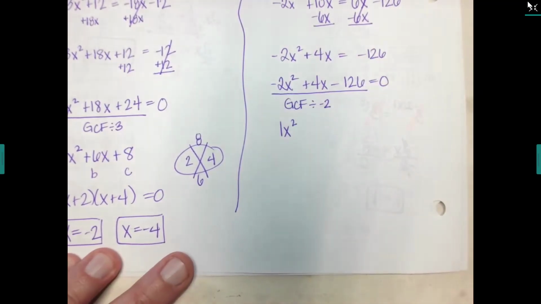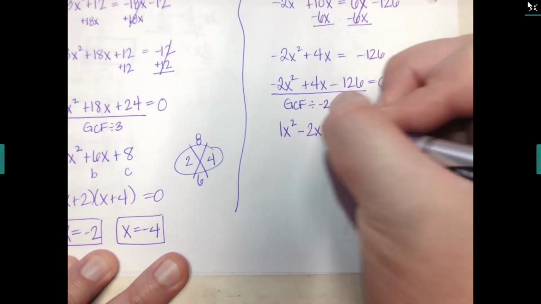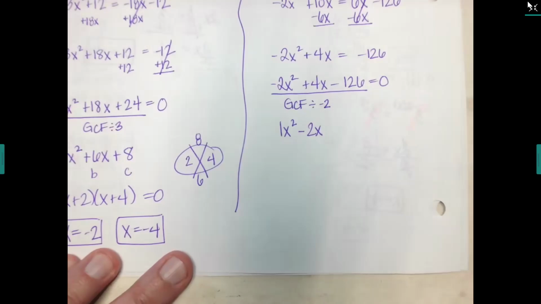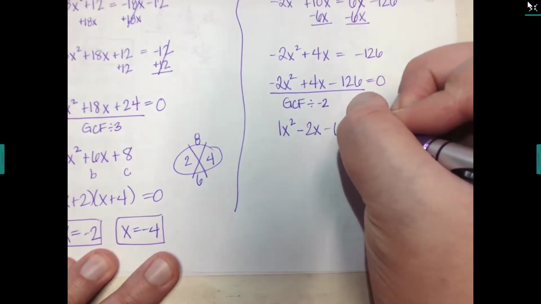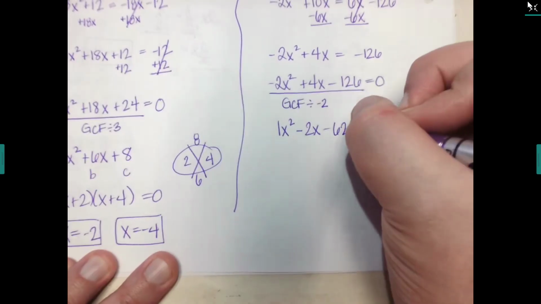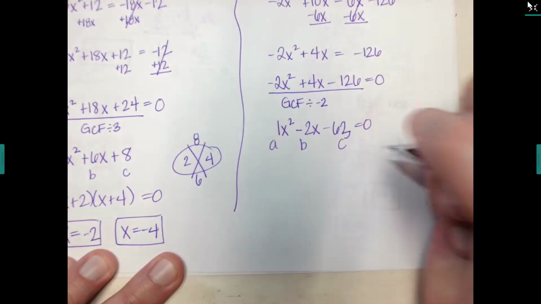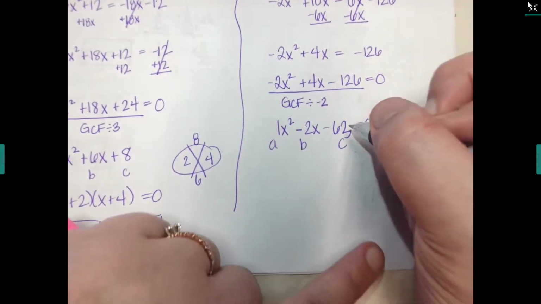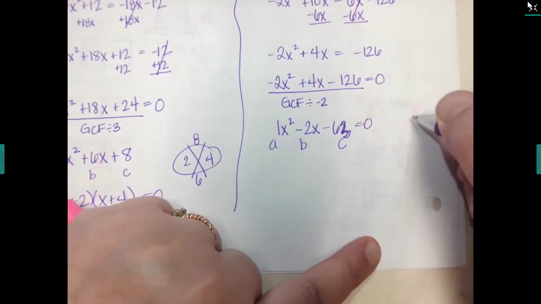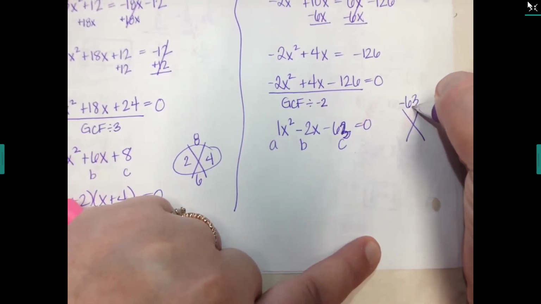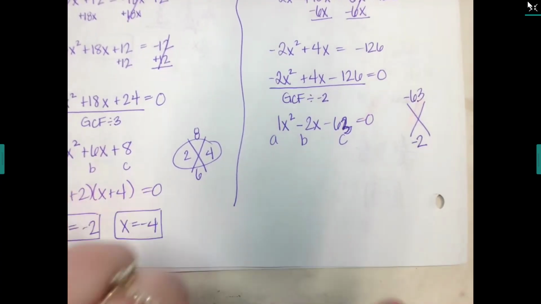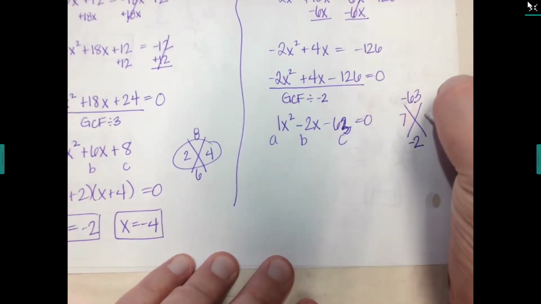What is my 4x when I divide by a -2? And then my 126 divided by -2? 62. Oh, thank you. 63. And then we're going to AC chart. Can anyone think of numbers that will times to 63, but subtract to a difference of 2? 9 and 7, very good. 7 times 9 is 63.